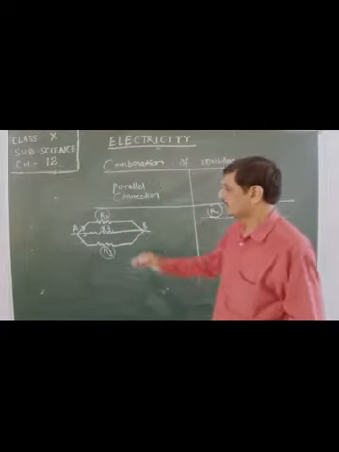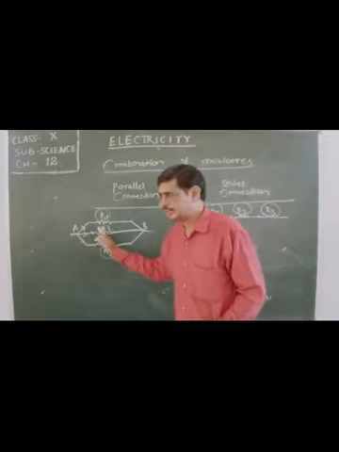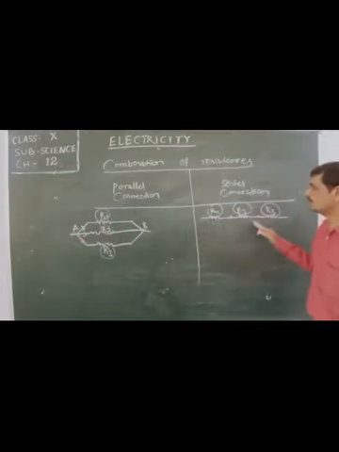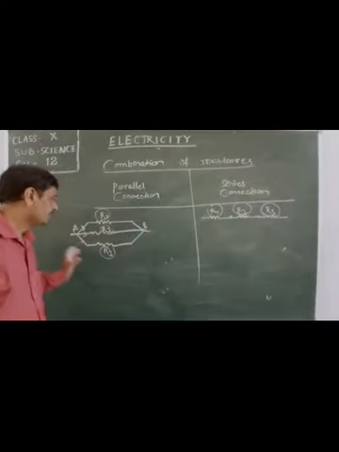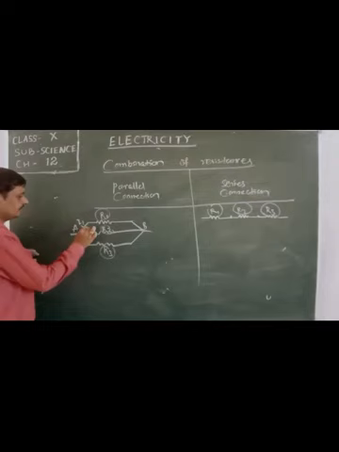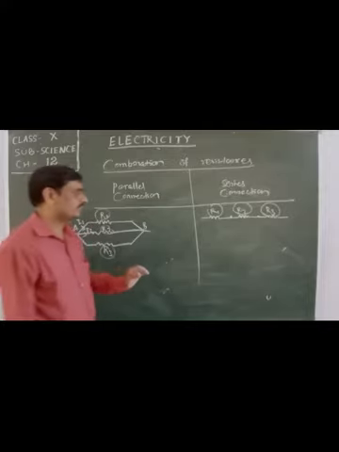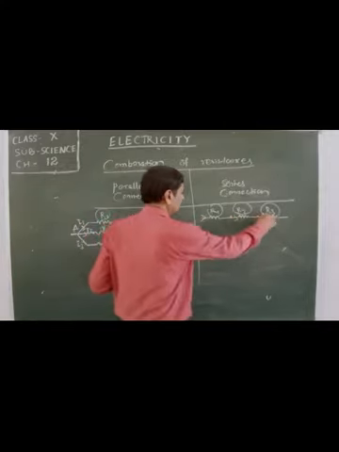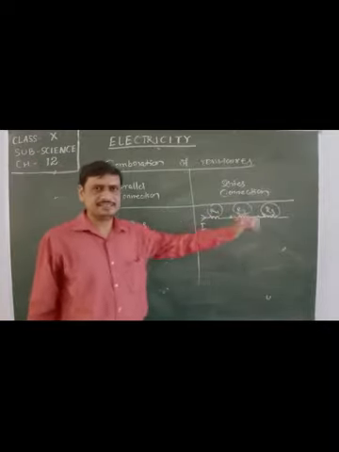Next, different currents flow in a parallel connection, but the same current flows in a series connection. Here the currents are I1, I2, and I3. Different currents will pass through each of the resistors in the parallel connection, but in series only one current, I, will flow through each of the resistors.